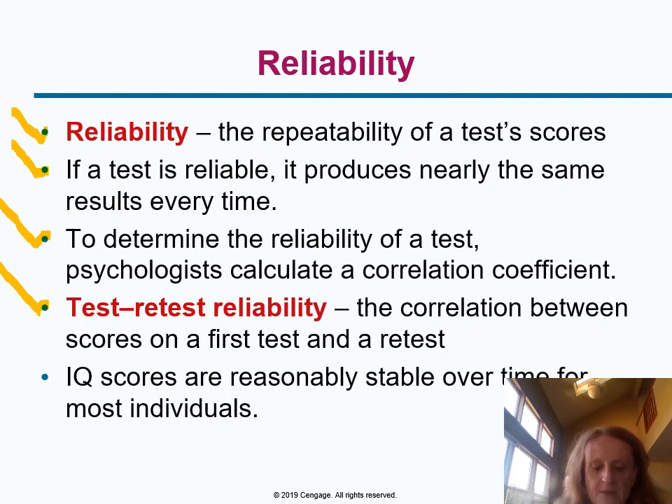Psychologists may test the same people twice with the same test, or with equal versions of the test, like test A and test B, and then compare the two sets of scores. Or they may compare the scores on the first and second halves of a test, or the scores of the test's odd numbered items and the even numbered items. If all items measure approximately the same thing, one set of scores could correlate highly with the other. So IQ scores are reasonably stable over time for most individuals.